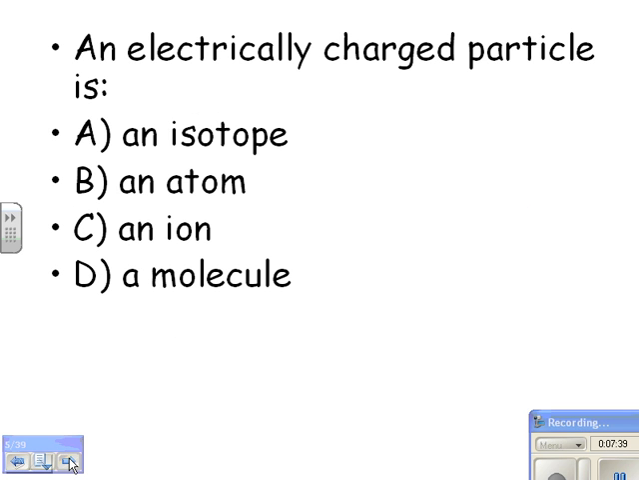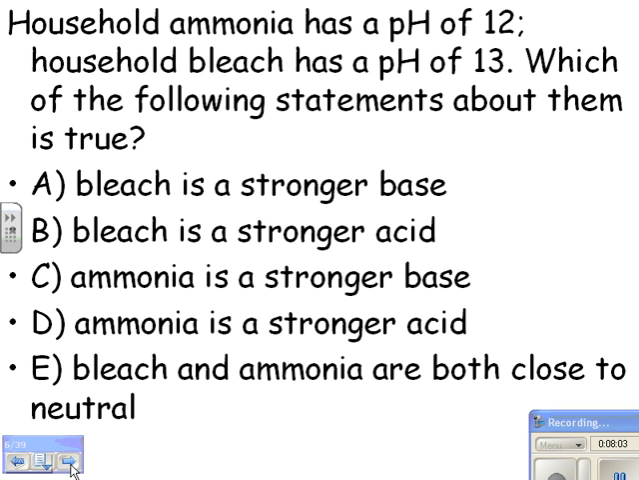An electrically charged particle is called, this is a definition that you absolutely have to memorize, it is called an ion. I haven't talked about isotopes this year yet. We'll talk about them in January or so. Atom is neutral and a molecule would be neutral unless you could call it an ion if it gets charged. So this is a definition you have to learn. An ion is a charged particle. It's either positive or negative.